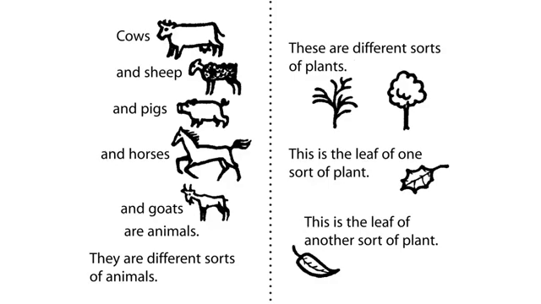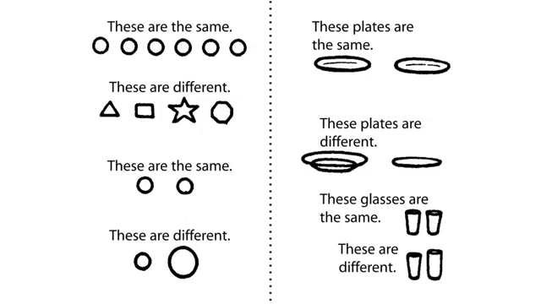Cows and sheep and pigs and horses and goats are animals. They are different sorts of animals. These are different sorts of plants. This is the leaf of one sort of plant. This is the leaf of another sort of plant.